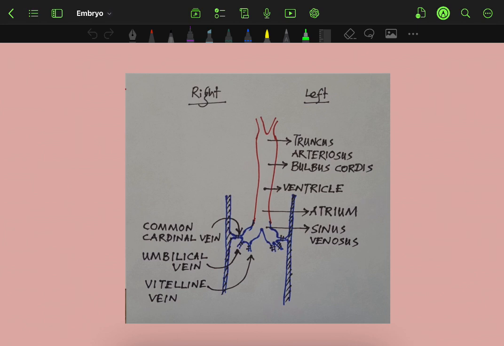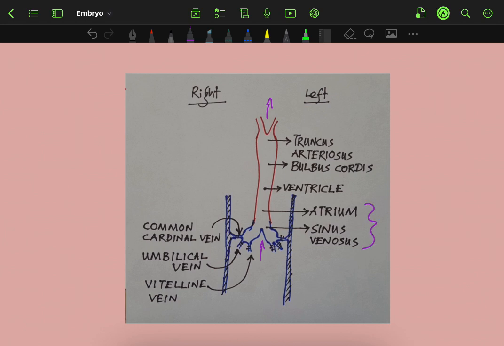So there's the sinus venosus, the atrium, the ventricle, the bulbus cordis, and finally the truncus arteriosus. Each one of these will give us a part of the heart. So let's start from the bottom, but before that you have to know that the blood flows from down to up, so from the sinus venosus to the truncus arteriosus.